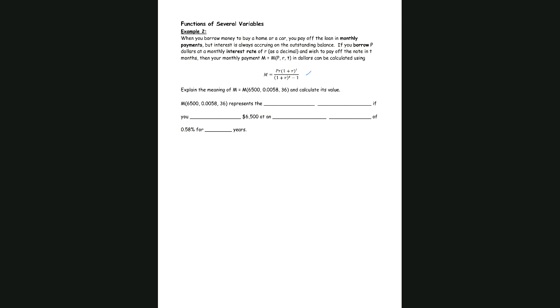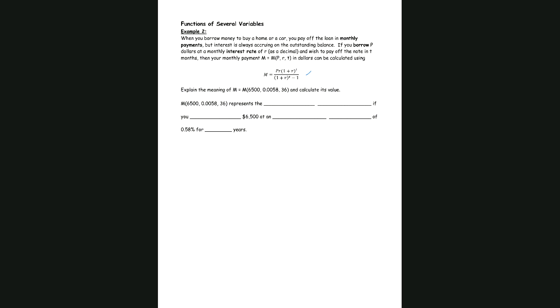We want to explain the meaning of this and calculate its value. So we know that 6,500 is the amount you borrow. 0.0058 is your interest rate. It's in decimal already. And then 36 months. And M stands for your monthly payments. So you put it all together, what does that expression represent?